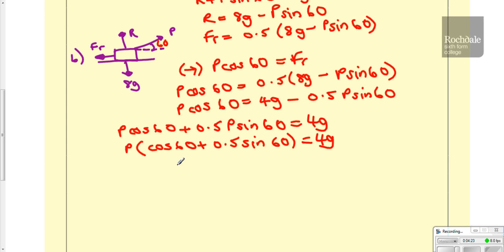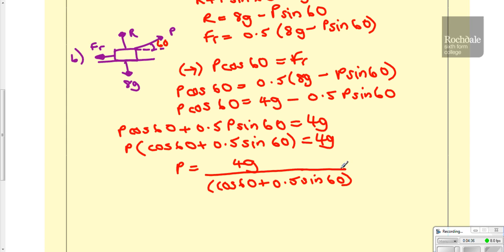And so the last step, we divide by this large number in the brackets, cos 60 plus 0.5 sine 60. And at this stage, if you now type all of that into your calculator, that will avoid getting lots of rounding errors as you go through. Rounding your answer to two significant figures, you should find that you get an answer of 42 newtons.